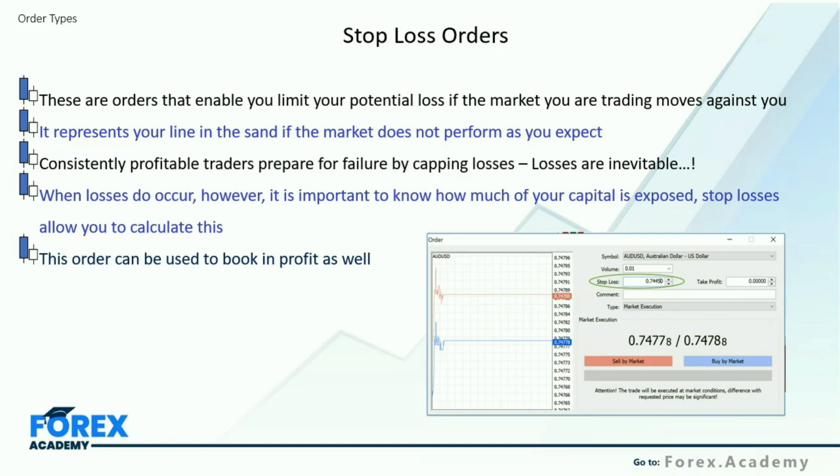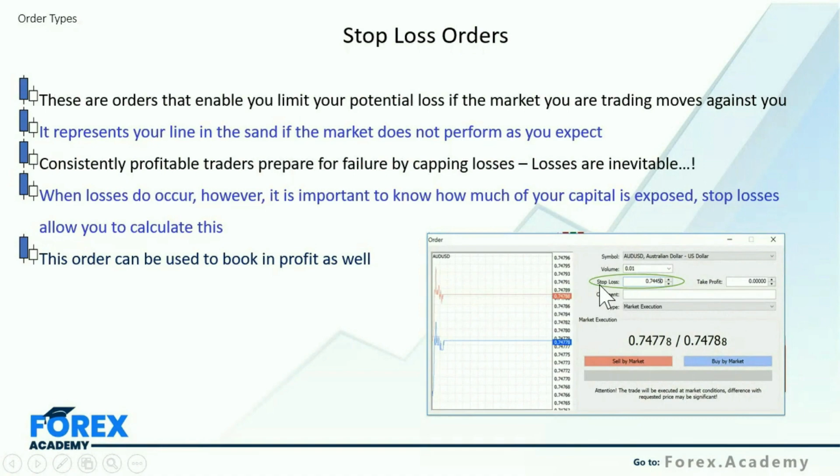This order can be used to book in profit as well, don't forget. So let's say we happen to be buying this market at 74.78 and the stop loss is 74.45. So there was a 33 pip stop loss in this market. However, the market starts moving up to 75.00 and then 75.50 and 75.80. And let's say the market gets up to 76.00, let's say. So we'd actually realize 122 pips profit.